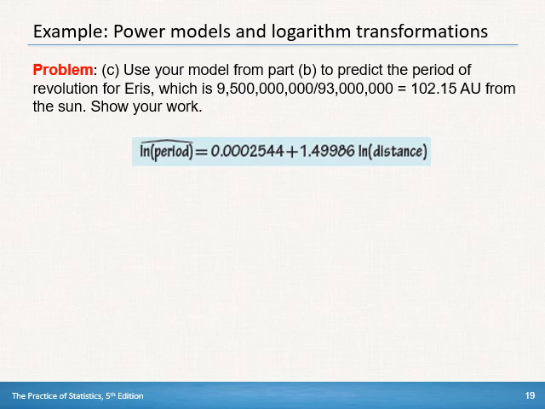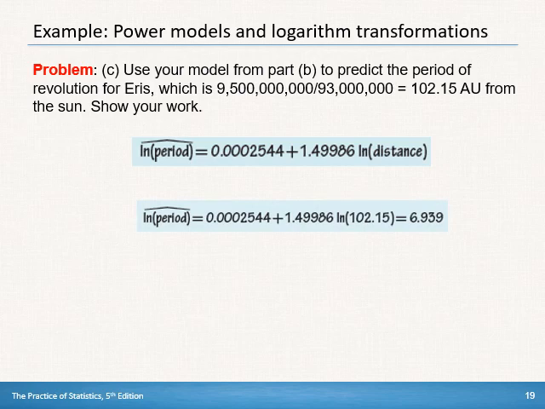So that's 102.15 astronomical units. All right, so that is our distance, and we're going to plug that into this equation. So do that and find the period. How long will it take this planet to circle around the sun in Earth years?